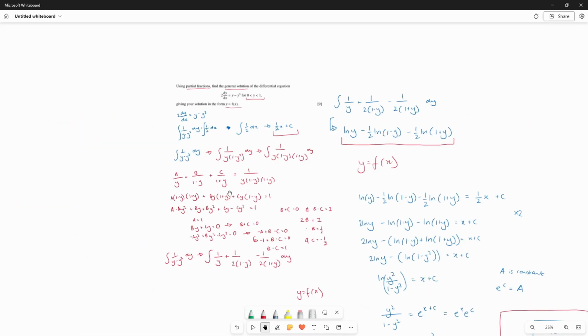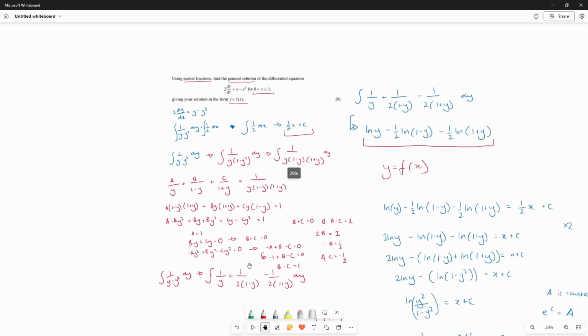I'm quickly going to go through each of the separate marking points to show you how much you would have scored with however much working out you did. You get 1 mark for writing it in this form. You get another mark for setting up partial fractions in a reasonably correct form. You get another mark for actually finding the values of A, B and C. And then you get another mark for writing out the partial fractions in this form.